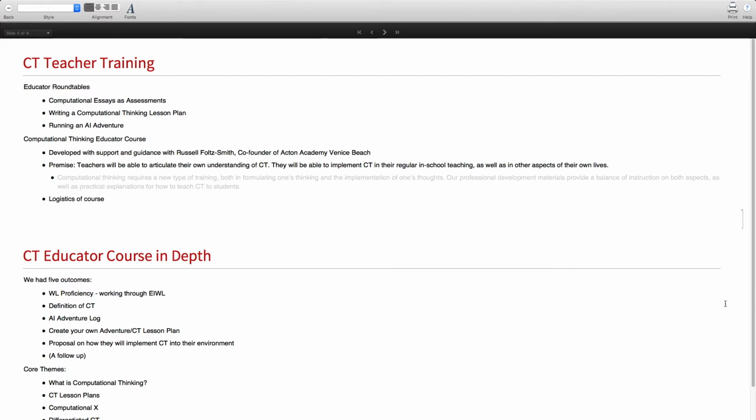So with the support of Russell Folt-Smith, he is the co-founder of the Acton Academy in Venice Beach, which is essentially a school devoted entirely to project-based learning and student-centered learning and computational thinking. With him having this guidance, we were able to spearhead what the content of this course is and what we would be able to deliver to these participants.